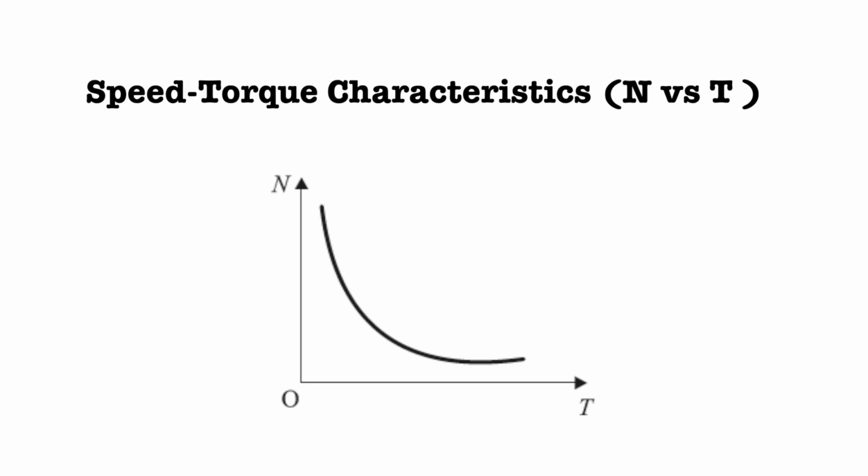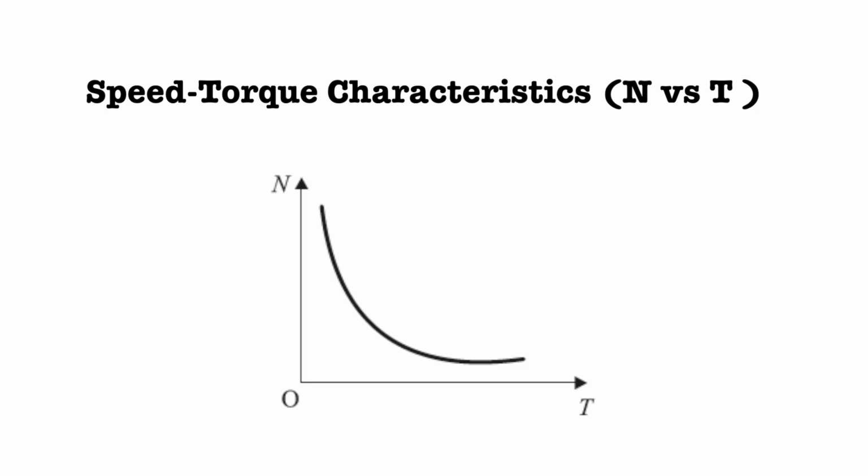The speed of DC series motor is very low at high torque levels. This is because the motor speed decreases as the load increases and more torque is required to drive the increased load. Whereas the motor speed is high at low torque levels. The motor runs faster when there is little resistance or load. The speed torque characteristic curve for a DC series motor is typically a steep downward sloping curve.